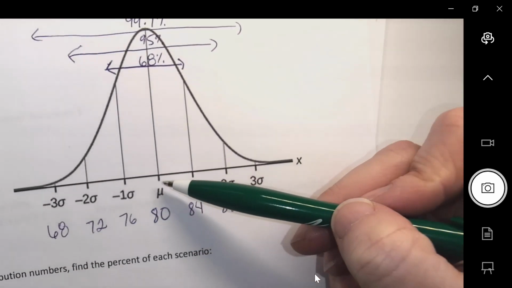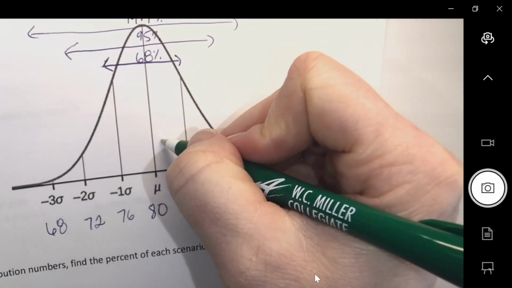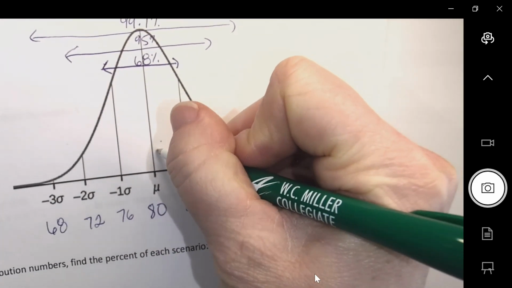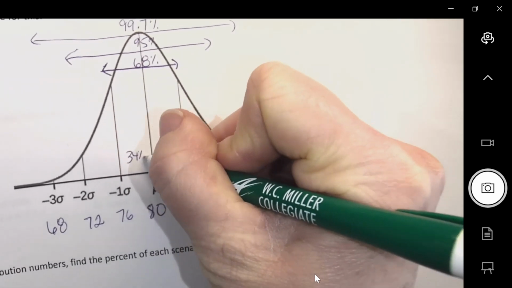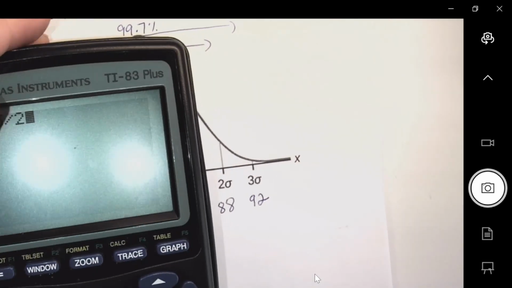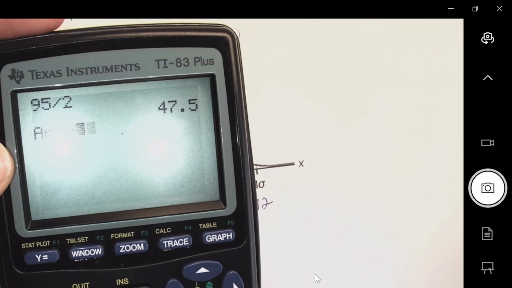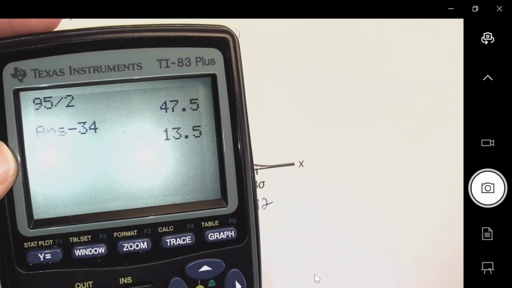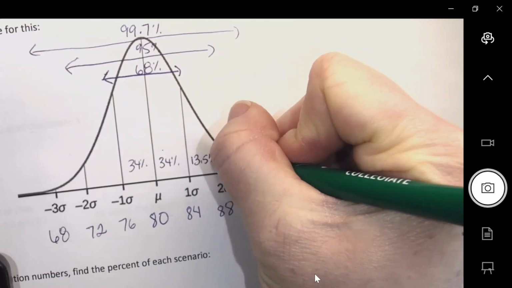Okay, what is from 80 to 84? What's the percent in that zone? 34%. 34%. Okay, let's go 95 divided by 2. That is 47.5 minus the 34 leaves me with 13.5%.